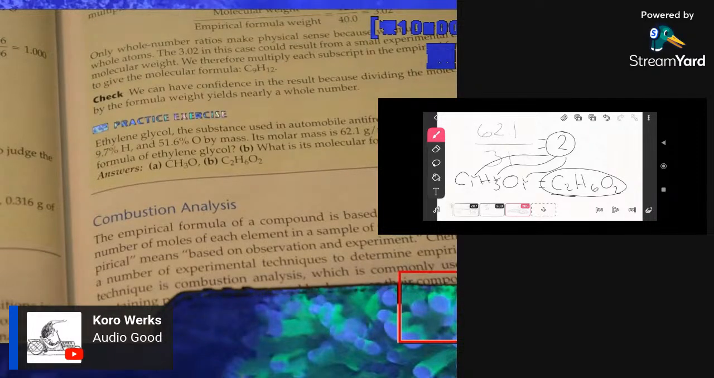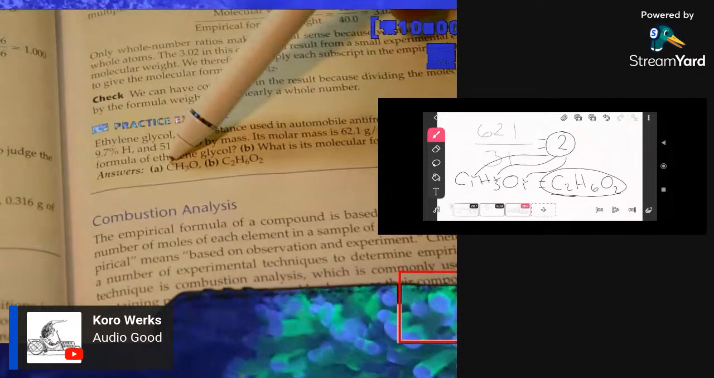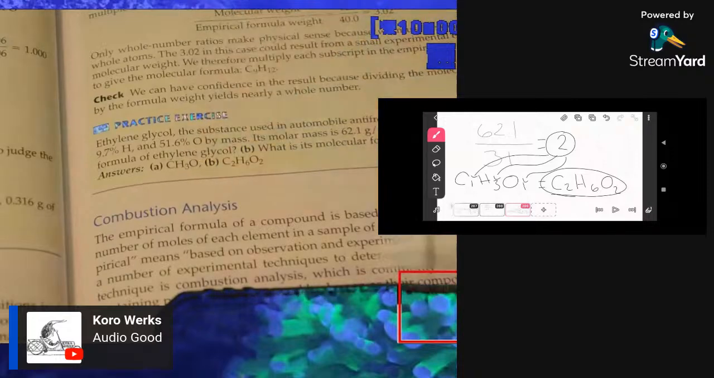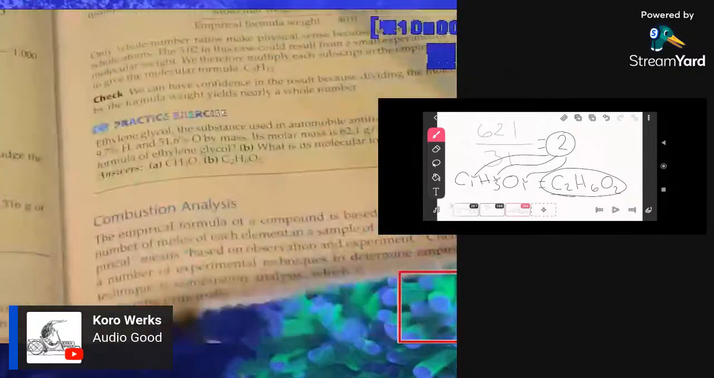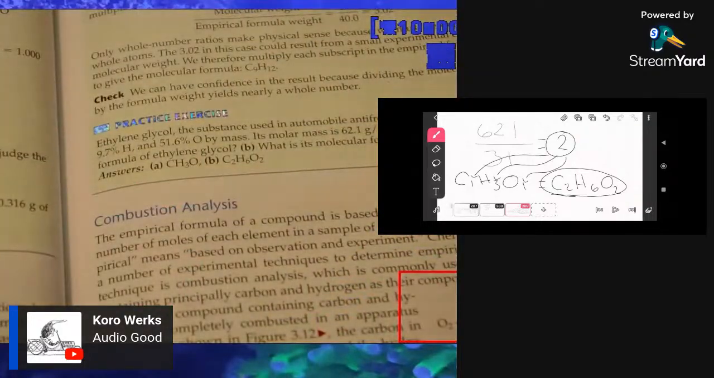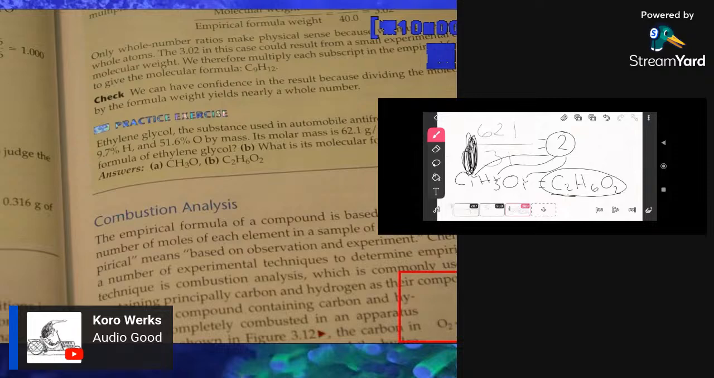Let's compare. You see how it says CH3O? It's the same thing we wrote on our paper. Hold on, you can't see my phone through here. See where I'm at on my phone? Okay, can't see through there. You see what I'm writing right here? You see how that's equal to 1?